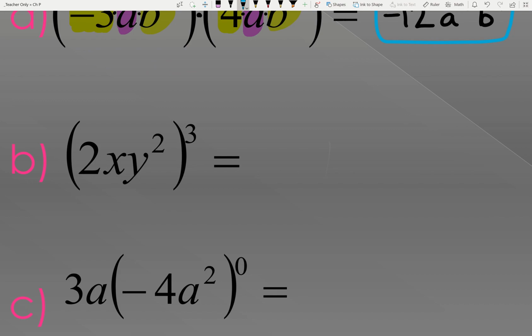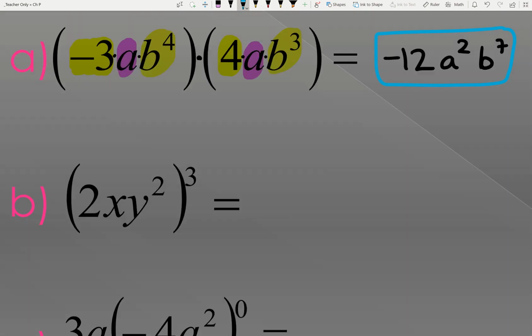So nice, easy result there. Okay, the next one down, we have a set of parentheses all raised to the power of 3, and on the inside of the parentheses, the only operation that I see is multiplication. That means that everything inside the parentheses can be raised to the power of 3 without any problems. If we saw any additions or subtractions, that's where we're going to have to be a little bit more careful, but that's a later video.